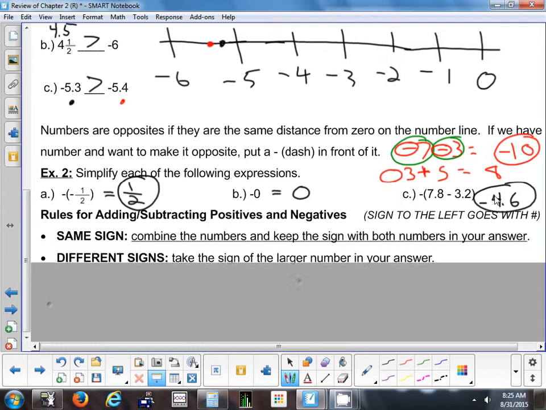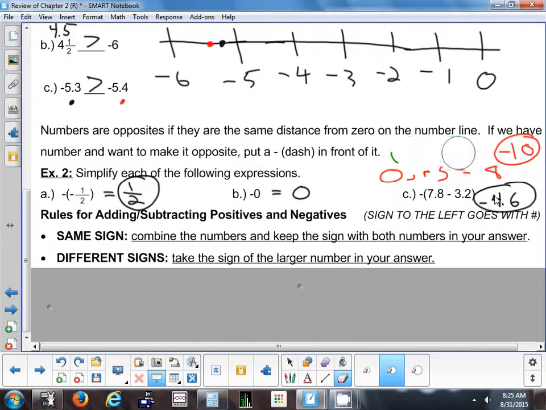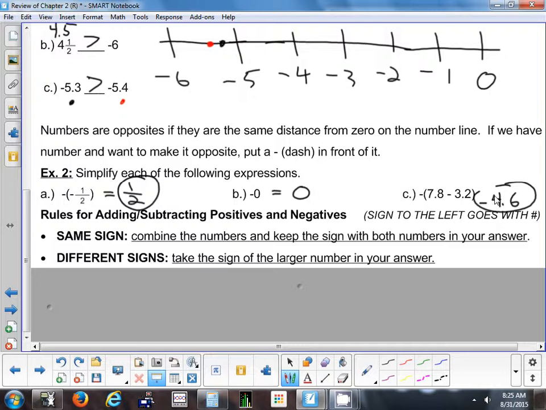Combine everything? Okay, good. Next, if there's different signs, let's say we had, I'm just going to erase this. We're going to get some examples after this. Let's say I had the same kind of thing, negative 3, positive 5. I'm going to take the sign of the larger number in my answer. So Victor, what's the larger number? Think about it, I know this screws people up sometimes. Ignore the signs. Don't worry about it being negative and positive right now.